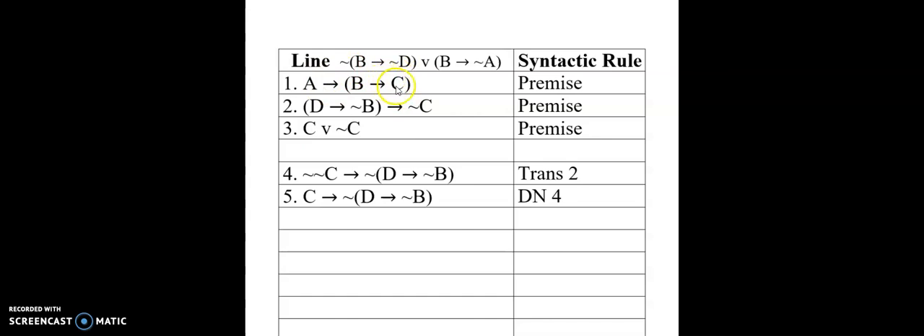Can I isolate the C by itself and then maneuver it to the left side so that it's not C and it's implying something with the first premise? Pause now and give that a try.